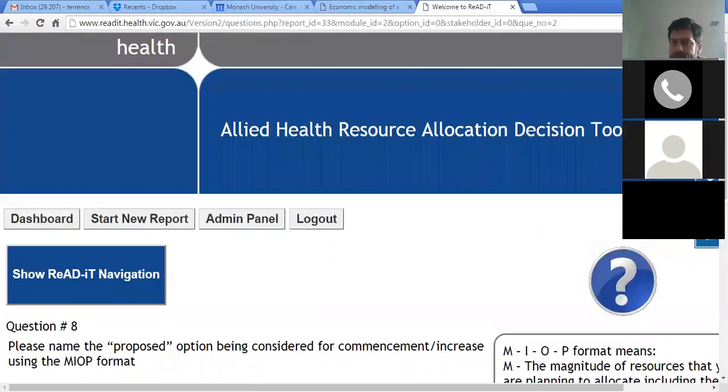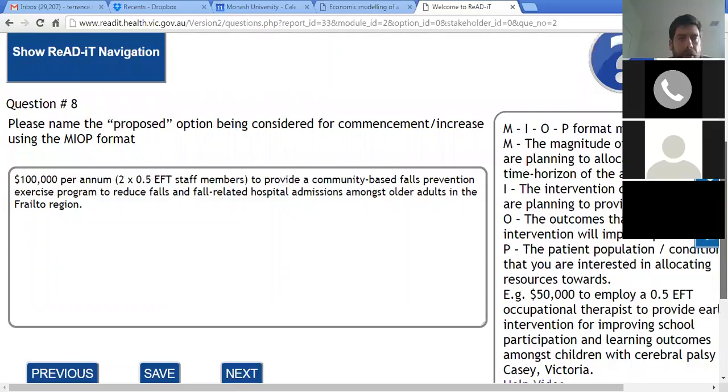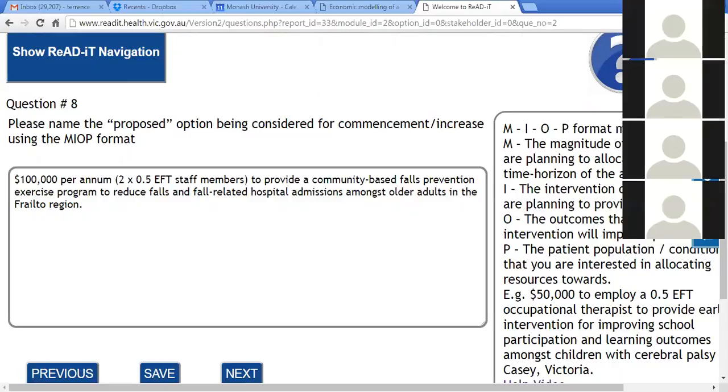Question 8 is the proposed option that we'd want to commence. So question 8, $100,000 per annum for 2 half-time staff members to provide a community-based falls prevention exercise program to reduce falls and fall-related hospital admissions in the Frauto region. So this is where we're getting all those extra admissions from to our hospital. And so this is where we want to try and reduce those admissions from.